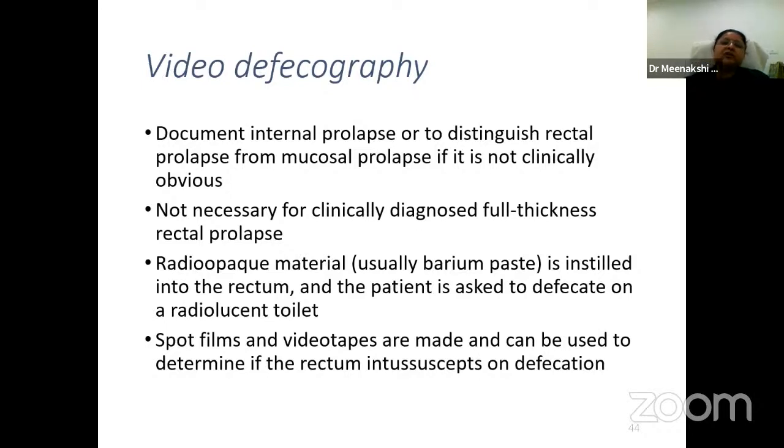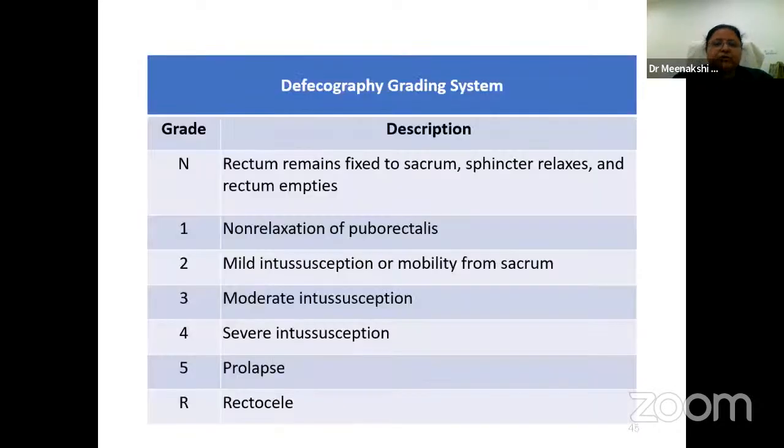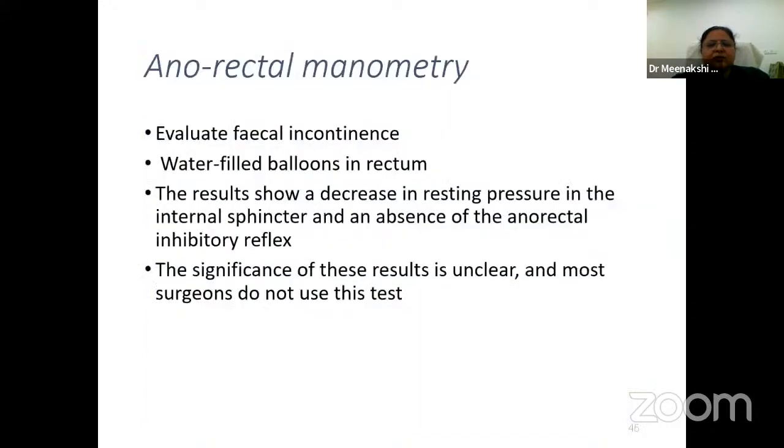So one investigation is video defecography, used for documentation of internal prolapse or to distinguish rectal prolapse from mucosal prolapse if it is not clinically obvious. Then this video defecography is very, very useful. It is not to be done when there is a full thickness rectal prolapse. That is important to understand. Now there is a grading system on this defecography, and grade 5 is considered a complete prolapse, and depending upon various things like non-relaxation of the puborectalis or mild intussusception, there are various grades on defecography.